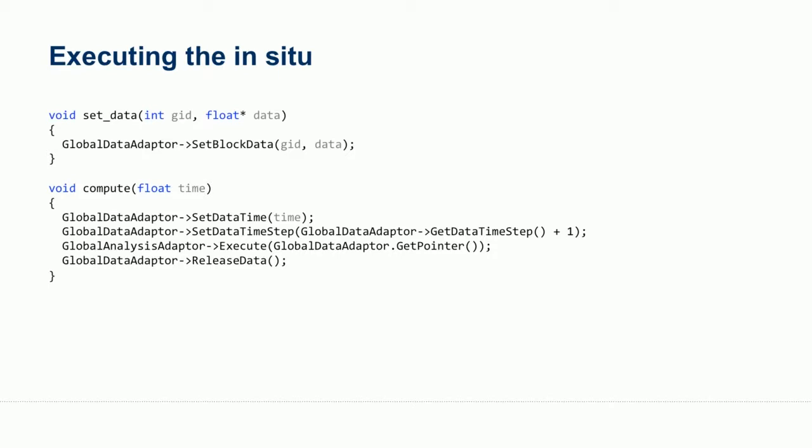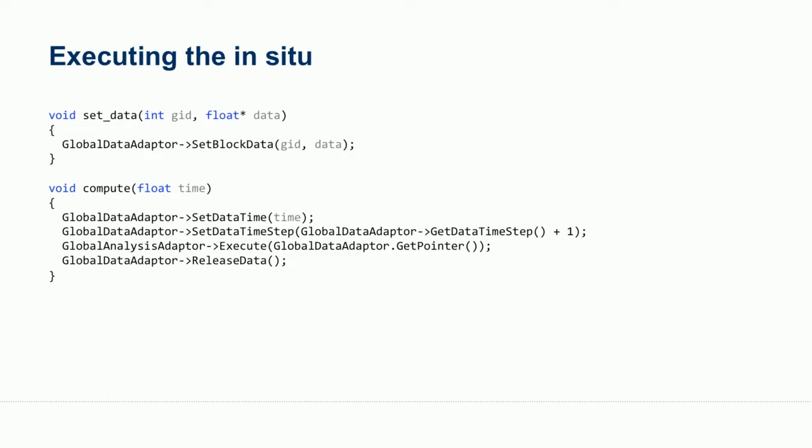When we execute the in situ, the mini app's going to call compute every time that it updates its internal state. When that happens, it's going to pass in the time. We're going to pass that into our global data adapter through set data time. And this is important so that things like Catalyst and Libsim know what simulation time things are running at. We're going to set the time step, so the iteration number.